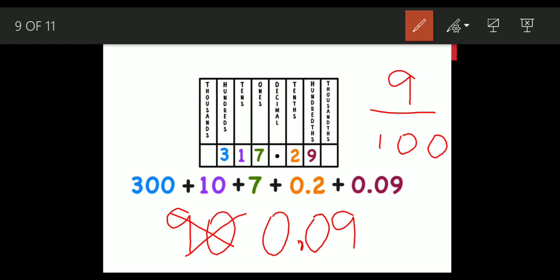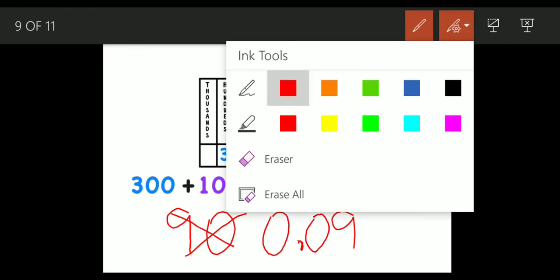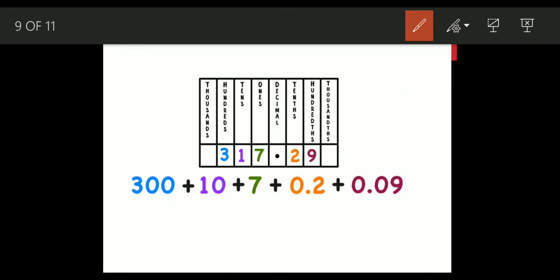Why am I putting 0? Because if I write only .09, sometimes the point will not be visible. So to highlight the decimal point, I'm putting a 0 before. Still the 0 doesn't have any value. Clear? So 0.09. This is how you write in expanded form. You just need to be careful with the numbers after the decimal point. If it is in the 10th place, just write the number and put a point: 0.2. If it is in the 100th place, 0.09.